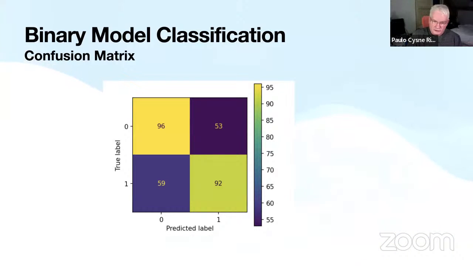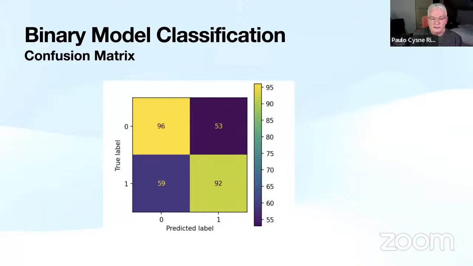So that is true, it was correct. And in the case of 1, it was also correct. But in the case of 53, we have a false positive. It says that it is 1, but it's not 1. It was actually 0. So the 53 is called a false positive. It's called positive because it's 1, and it's called false because it's not correctly classified as 1.